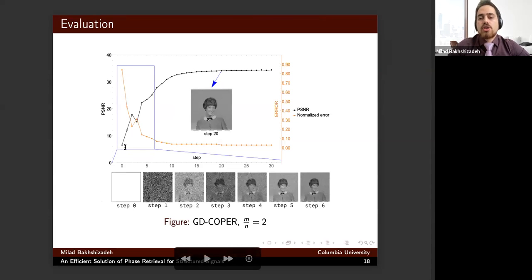These two curves show the normalized error and PSNR for one run of GD-COPER. You can see our signal of interest here, and you can see the result of the very first steps of GD-COPER. Note that even after 6 steps, the estimation has a strong correlation with our signal. By the way, the horizontal axis corresponds to each step. One more thing you might note from this curve is that after 20 steps, when your PSNR is above 30, you have more or less perfect estimation. You cannot notice visual differences between this estimation and the image that you had initially.